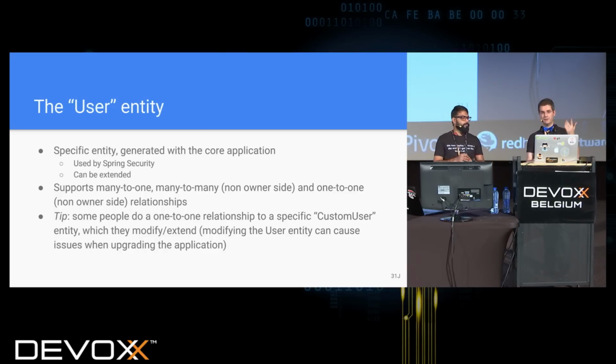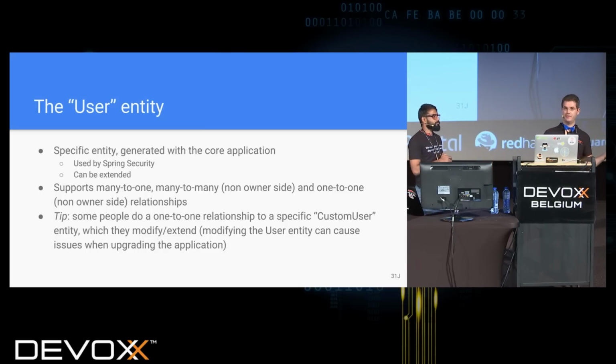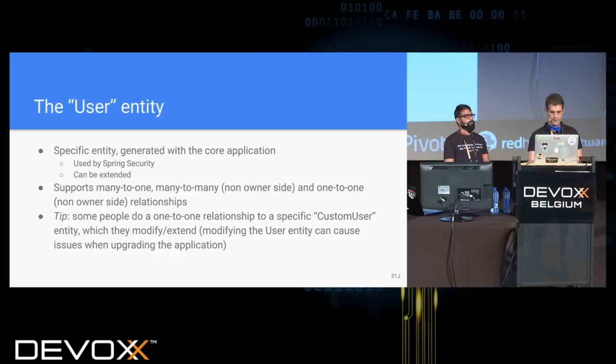We've got just one specific entity. It's the one we generated at the very beginning. It's linked to Spring Security. As we generate security for you, we've got a user, which is here. So it's the only specific entity we have. It's used by Spring Security, but you can also use it yourself. And most people do. That's what I just did.